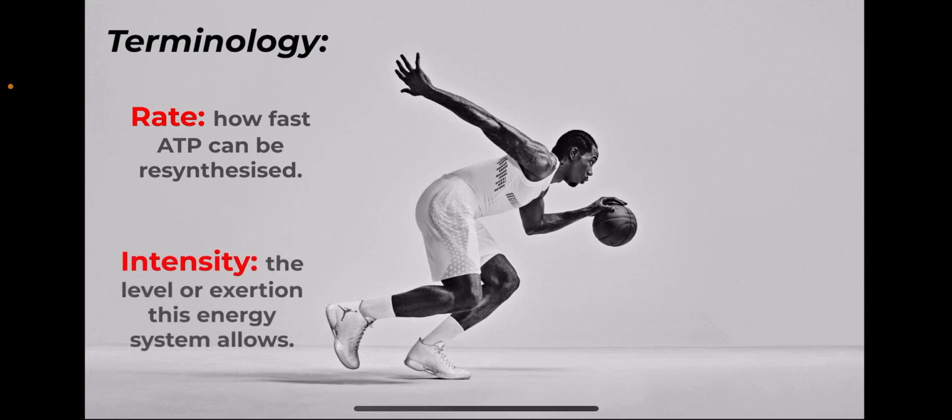This indicates and tells us the intensity that we're able to work at. So the rate depicts the intensity. Intensity is the level of exertion. So when we're performing, how hard we are working or the level of exertion that we are portraying is depicted by the energy system that is contributing the most.